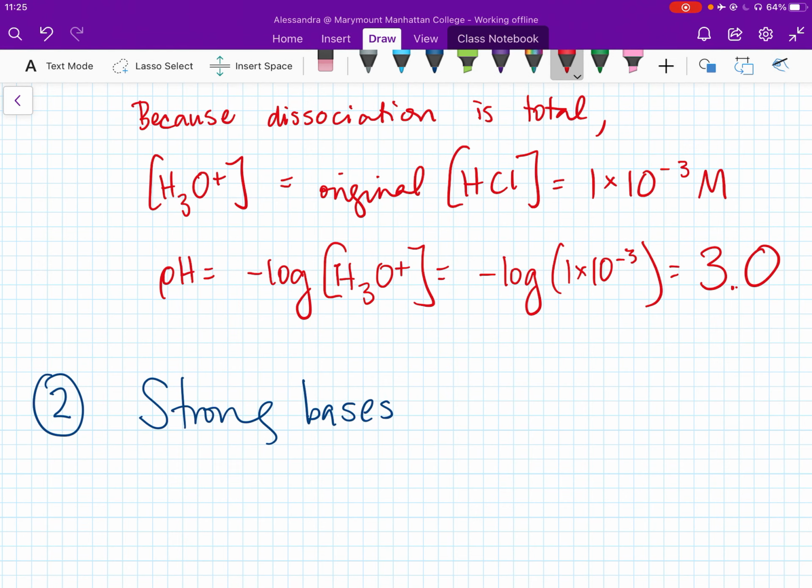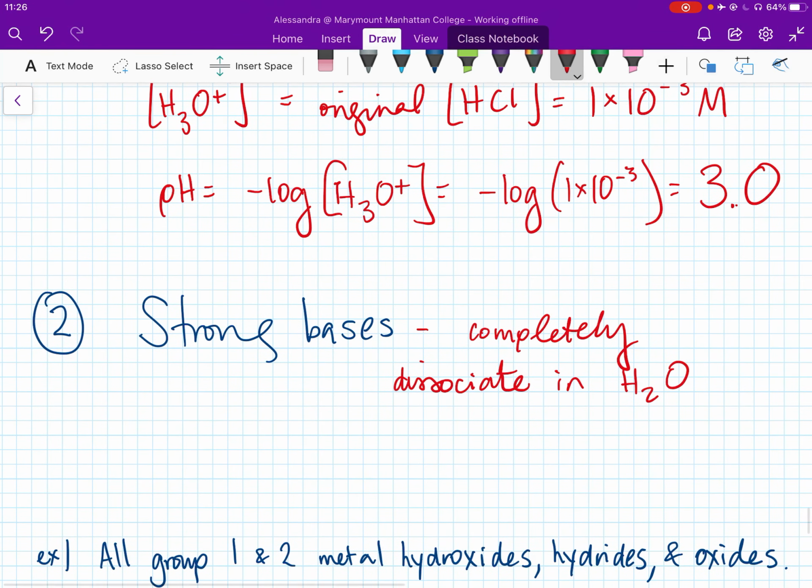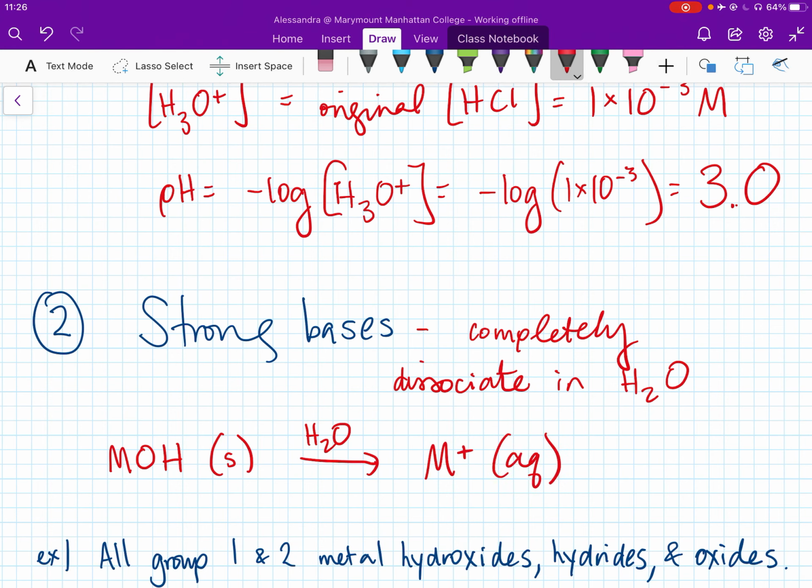Like strong acids, strong bases are defined as species that completely dissociate in water. They tend to be metal hydroxides. They're not all metal hydroxides, but I'm going to put M as the generic metal with a hydroxide. Metal hydroxides tend to be solids, and when we put them in water, they undergo complete dissociation. So here, this would be dissociating to the metal cation and the hydroxide anion. So this is 100% dissociation.